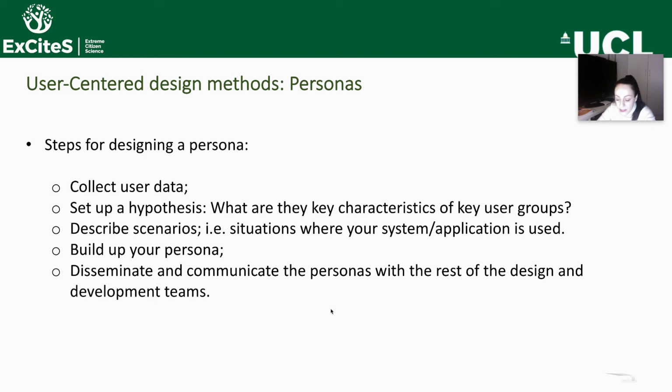Then it is hypothesis. Based on the data collected in the first step, you create a general draft of the various kinds of users, including information about the ways users differ from one another. Then create scenarios. You create scenarios that describe possible situations that could trigger the use of the product. And these are used mainly to better imagine user interaction with the product. Then, of course, you build up your persona, and the ultimate aim at this stage is to generate a narration that creates an empathetic bond between the imagined person and those who read it. And then disseminate and communicate the personas with your team.